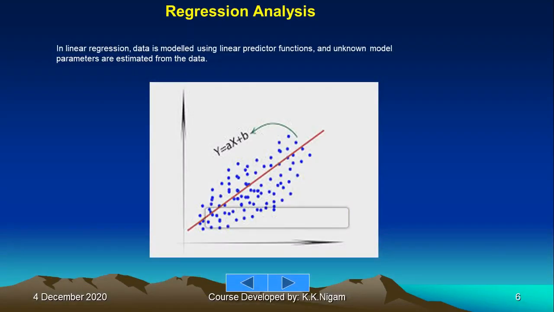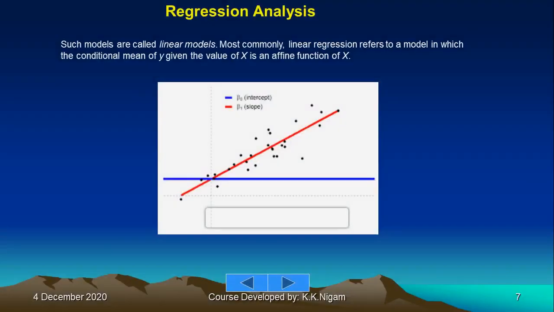In linear regression, data is modeled using linear predictor functions, and unknown model parameters are estimated from the data. So that is how the equation y equals ax plus b is applicable in this case. Such models are called linear models. Most commonly, linear regression refers to a model in which the conditional mean of y, that is small y, given the value of capital X, is an affine function of capital X, and this can be represented as shown in this picture.